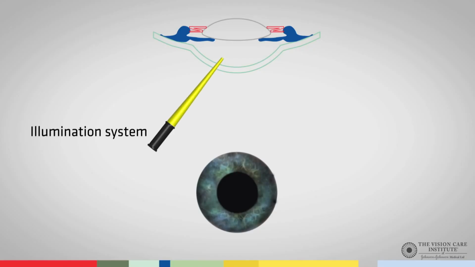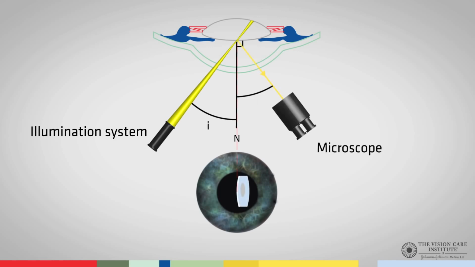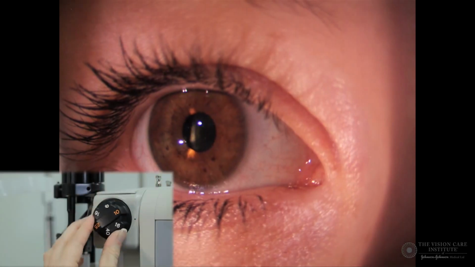We can see here that the illumination system, after going through the cornea, strikes the anterior surface of the crystalline lens and forms a reflection off of the anterior surface with the angle R. What this allows us to do is to examine the anterior surface of the crystalline lens using specular reflection.